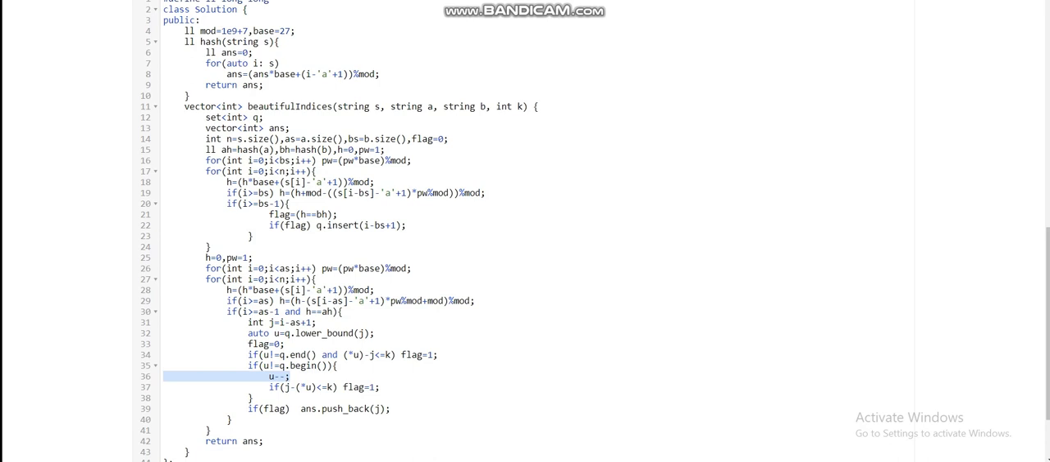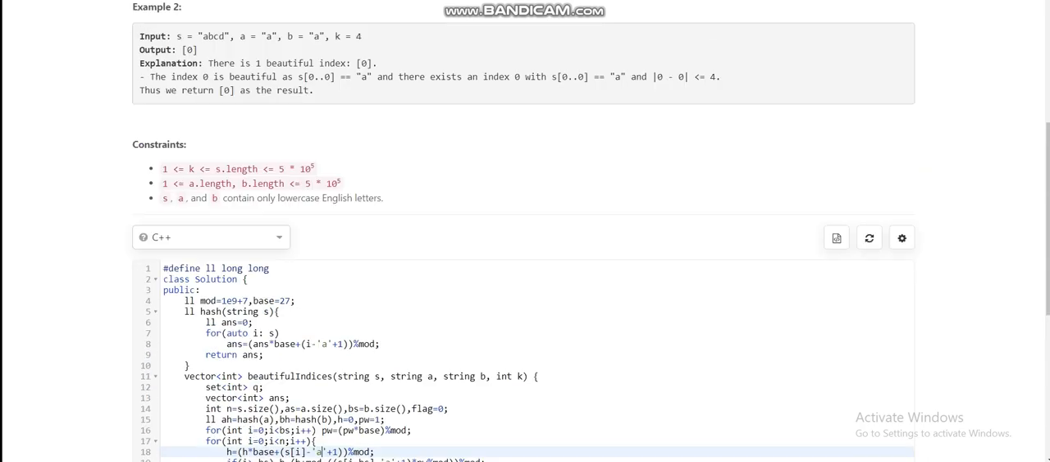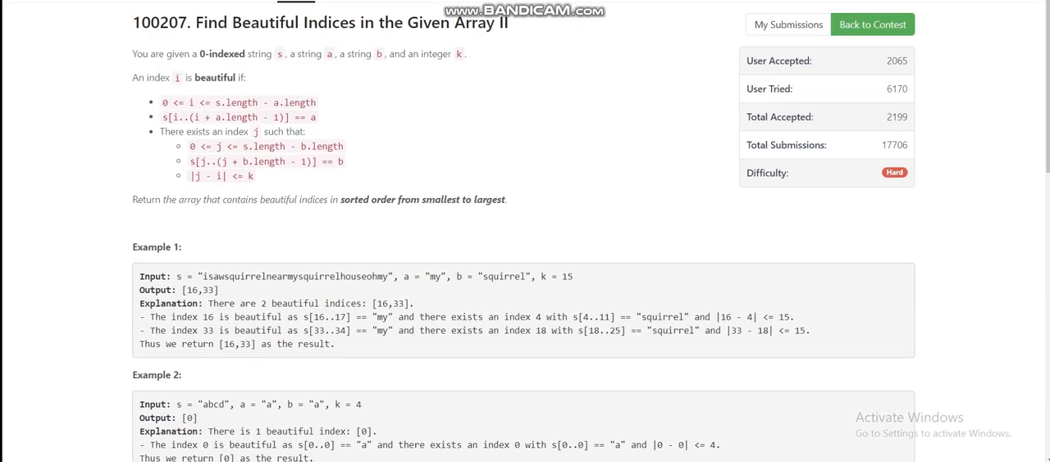I hope you got my explanation. You can find the Rabin-Karp algorithm on GFG or CP-Algorithms. The rest of the part is quite simple, and I am also not explaining the second problem because it is a subpart of the fourth problem itself.